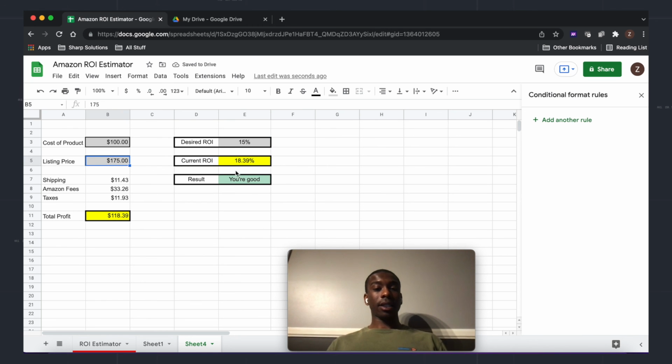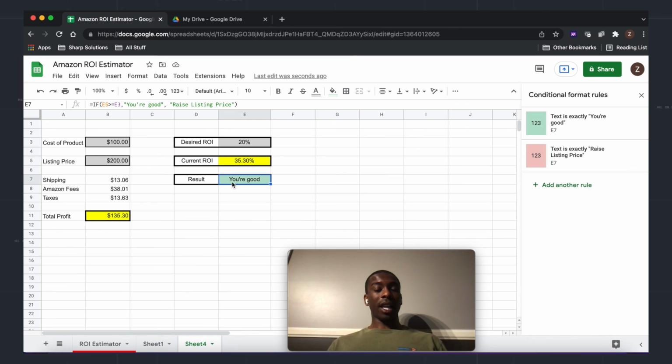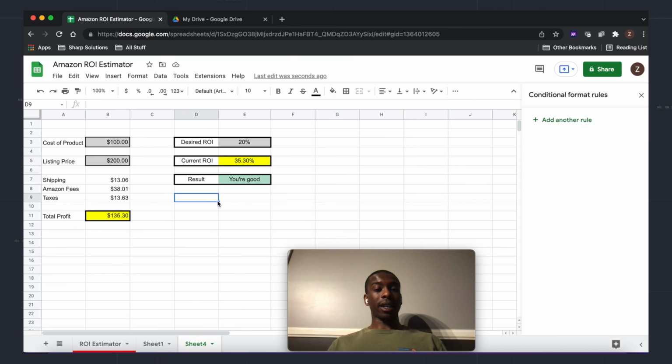We can change this listing price. So again, let's take this back up to 20%. If we want to play with this, we'll change this listing price. Let's say the seller feels like they can raise the listing price a little, maybe sell it for $200. Now your current ROI is much higher than your desired, and as we can see, the result is updated to tell us that. Now with that, we now have the ROI estimator.